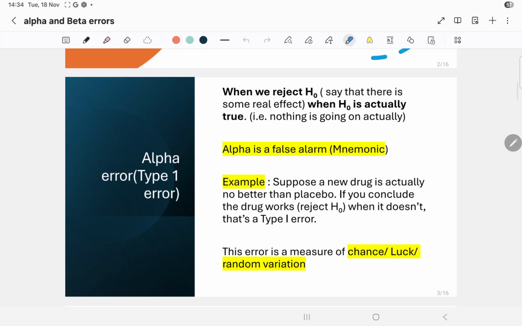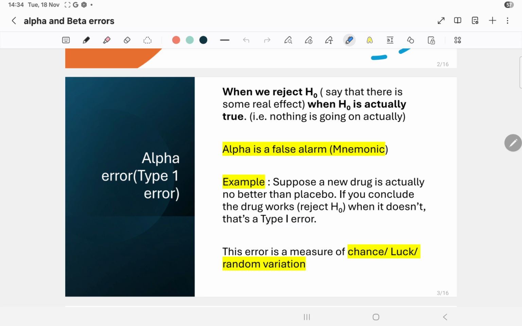So coming to alpha errors, we will discuss the alpha error in detail now. When we reject the null hypothesis and say that there is some real effect when nothing is going on actually, it is called alpha error. So alpha error is a kind of false alarm. I have said this in the previous slide as well. So let's take an example. Suppose a new drug is actually no better than a placebo. There is nothing going on, and you conclude that the drug works. That is alpha error. So this is also called type 1 error.